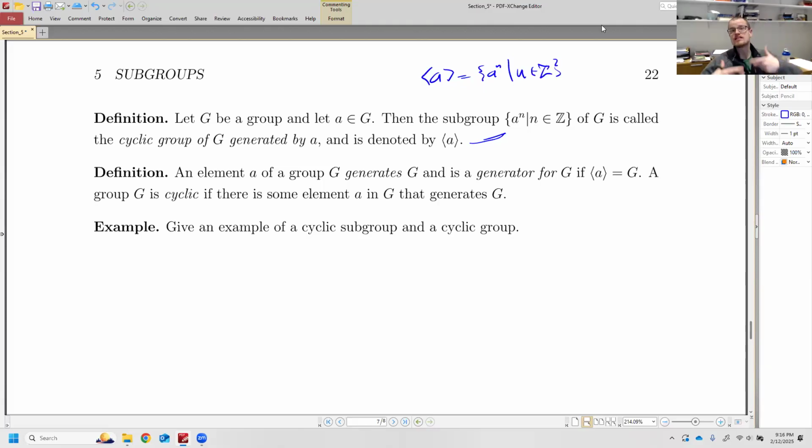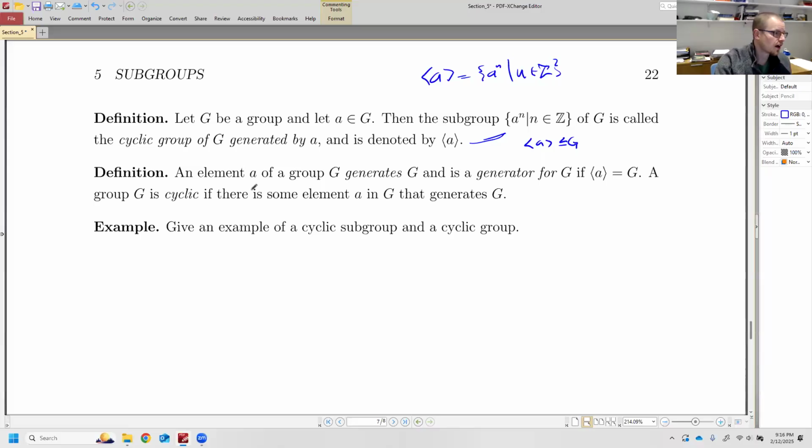So this does include A to the 0, and it includes A to the -5th. It has these inverses and the identity embedded within it. Excellent. So that is a subgroup. ⟨A⟩ is a subgroup of G, where A is some element of G.